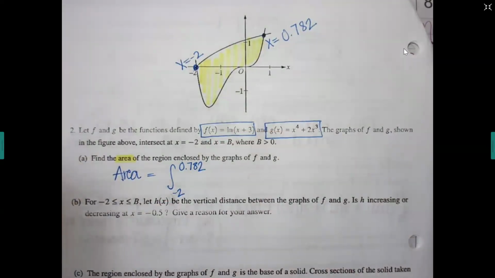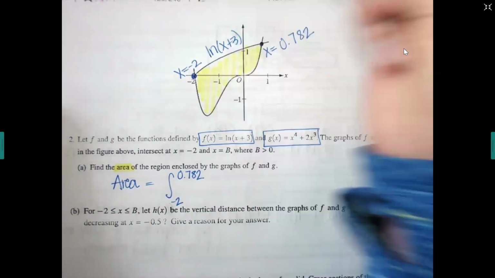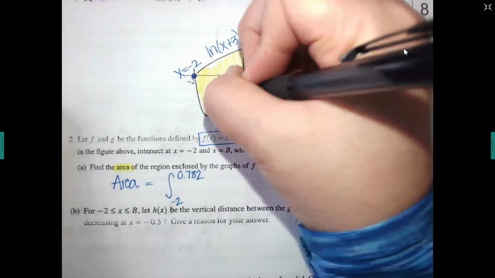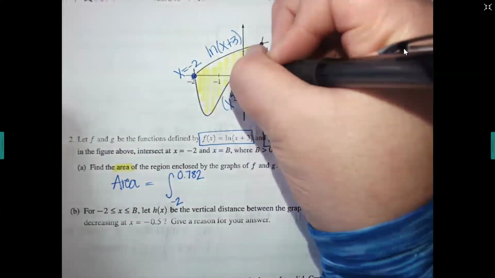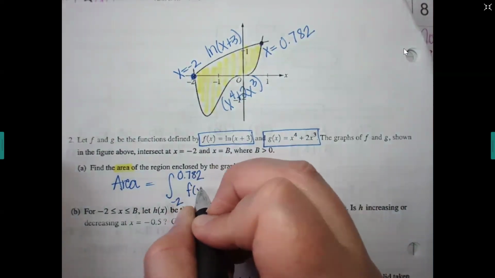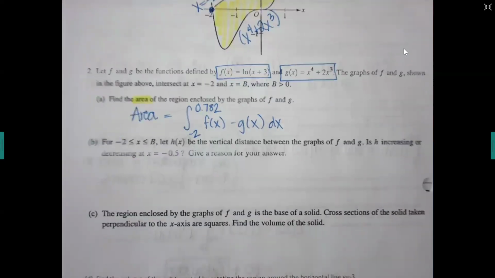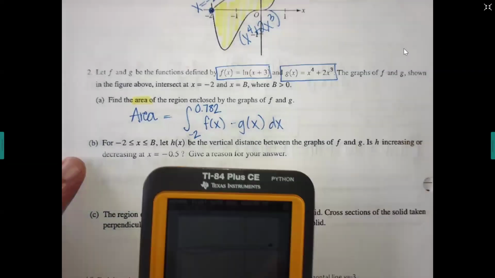And then remember, when you subtract for area, it needs to be top minus bottom. So my top function here is the ln of x plus 3. My bottom function is x^4 plus 2x^3. But remember, you have to subtract them in that order. Now, because they gave me function names, I'm just going to reuse them. So this is f of x, this is g of x. That way you don't have to worry about putting the parentheses around this, because if you didn't put it, they would count it wrong. So if they call it f and g, you should call it f and g too. Then type that into your calculator.